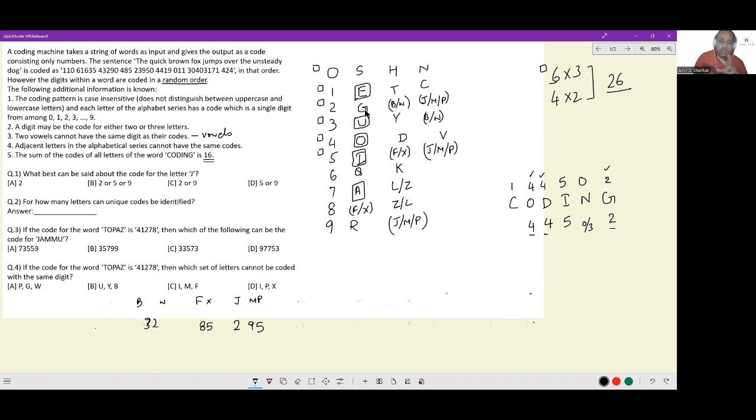G has 2 neighbors as F and H. Neither of them are here. B has 2 neighbors as A and C. Neither of them are here. W has 2 neighbors as V and X. Neither of them are here. J has 2 neighbors, whatever.